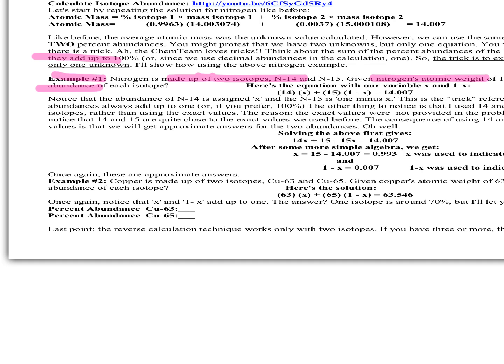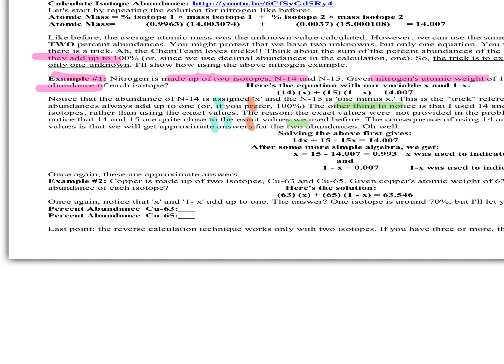So for example, for nitrogen, if I was given the 2 masses, nitrogen 14, I'd plug that in the equation like I know. Nitrogen 15, plug that in the equation like I know. And the average atomic mass, plug that in. What I'm left with is I don't know the 2 percents. So I would always plug in x as my first unknown.